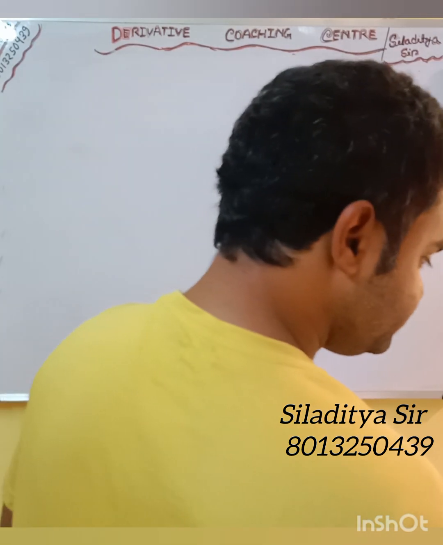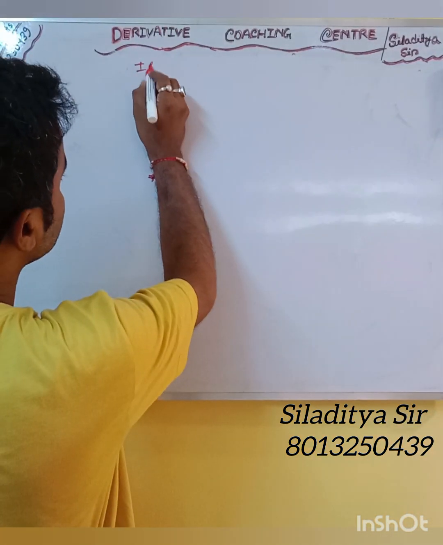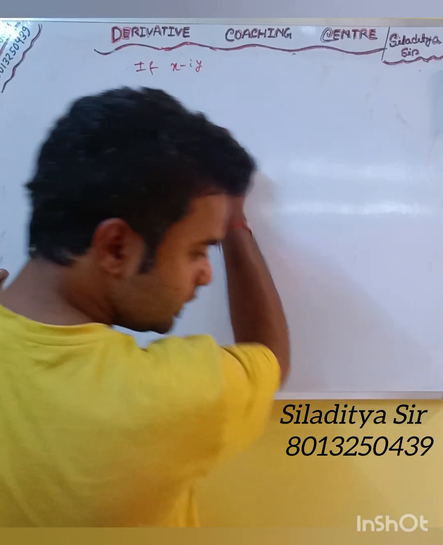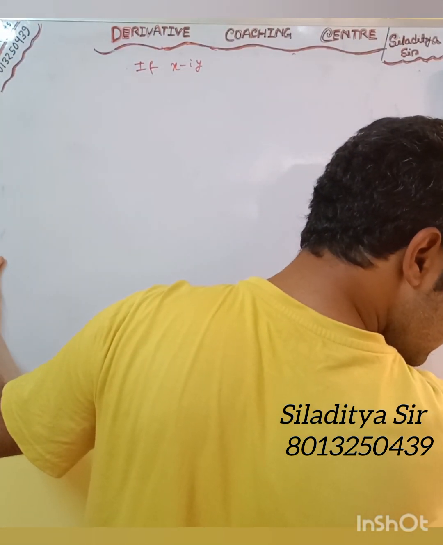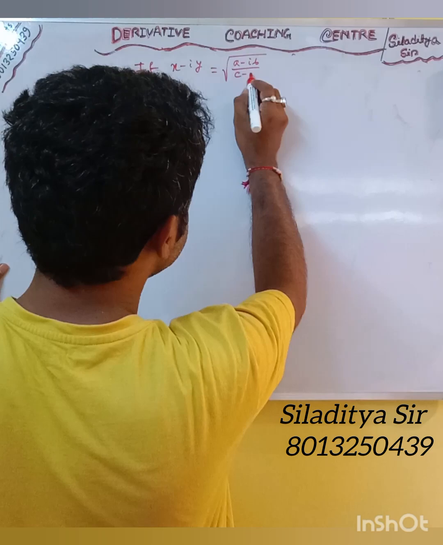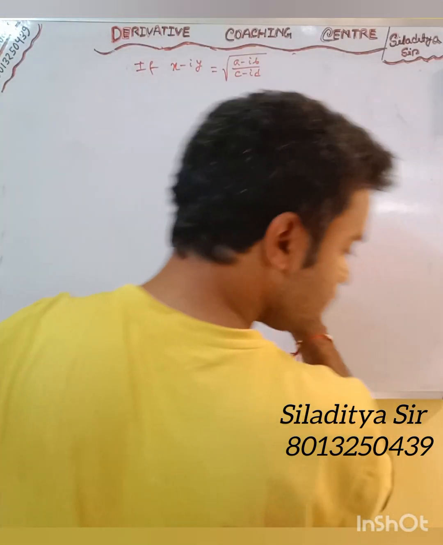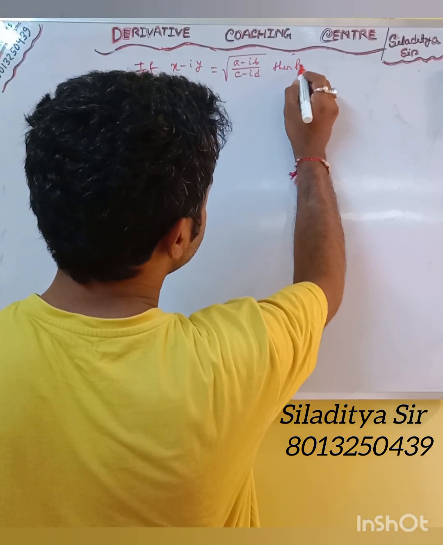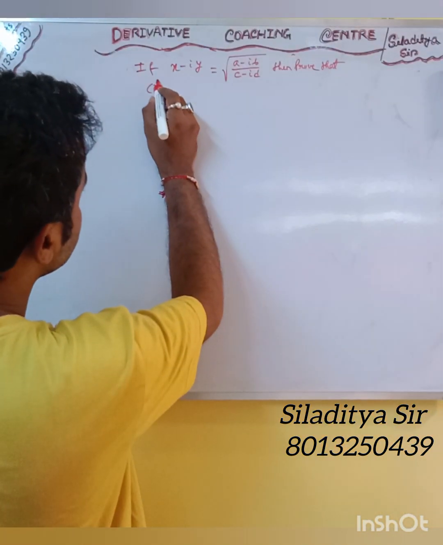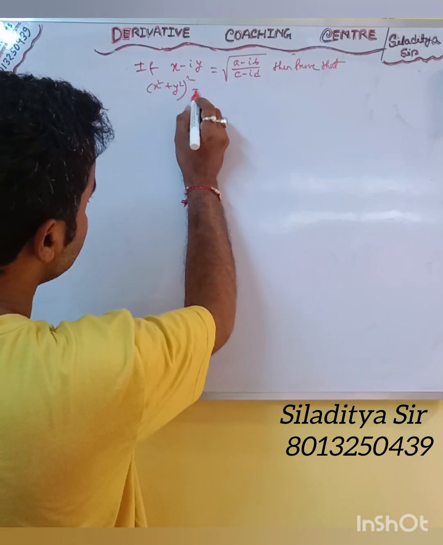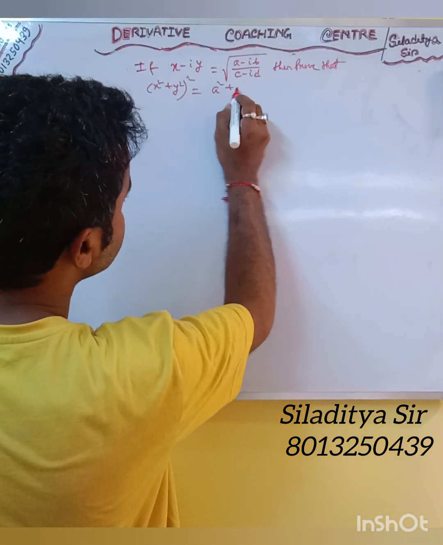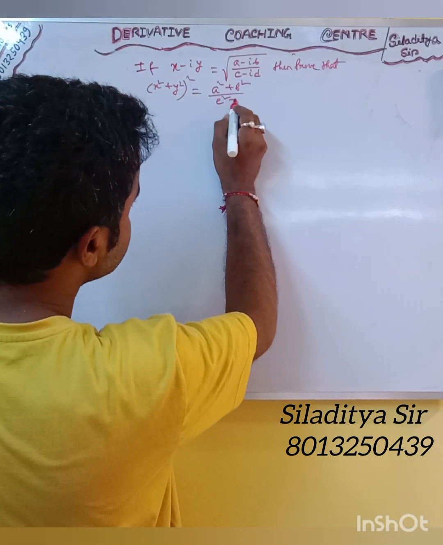The question is, if x minus iy equals root over (a minus ib) by (c minus id), then prove that (x square plus y square) whole to the power 2 equals (a square plus b square) by (c square plus d square).